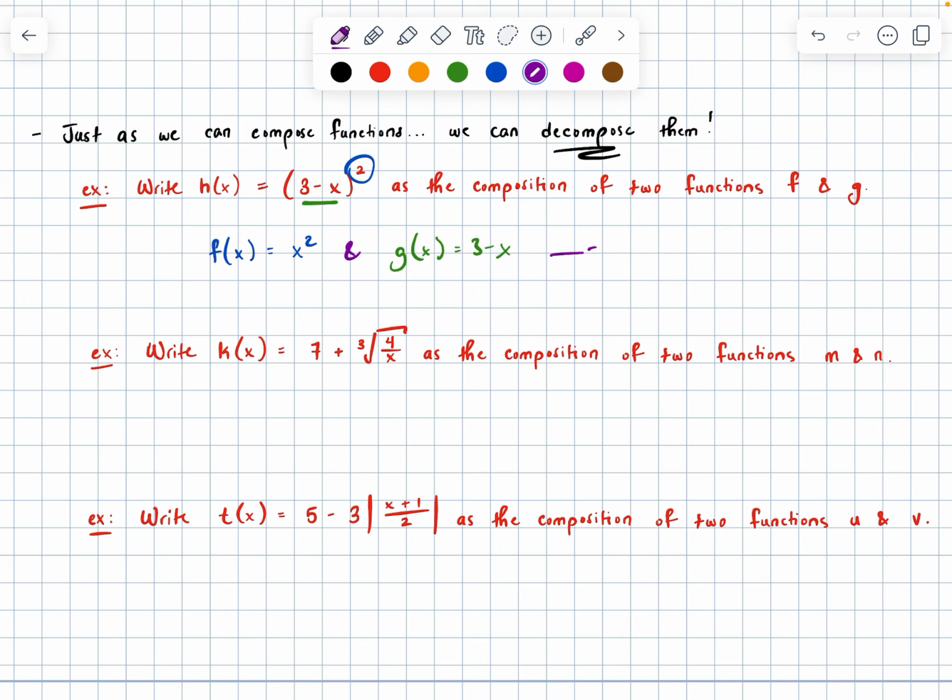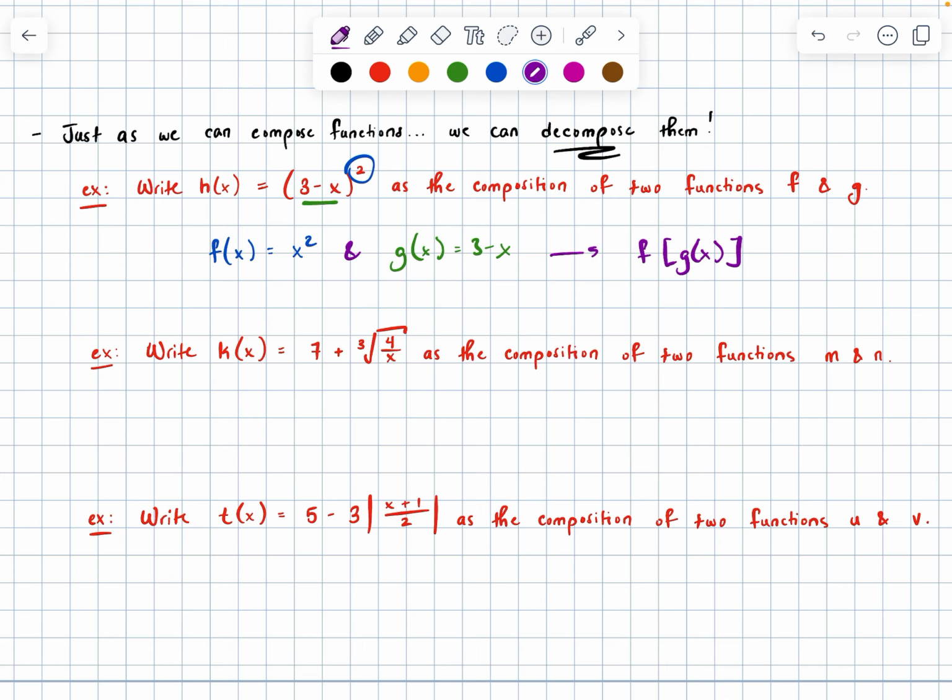Now, if I were to take this and write it as f of g of x, hopefully we can see that f of g of x would literally be x squared, where x is replaced by that quantity, 3 minus x. Let's do the same thing for these two down below.